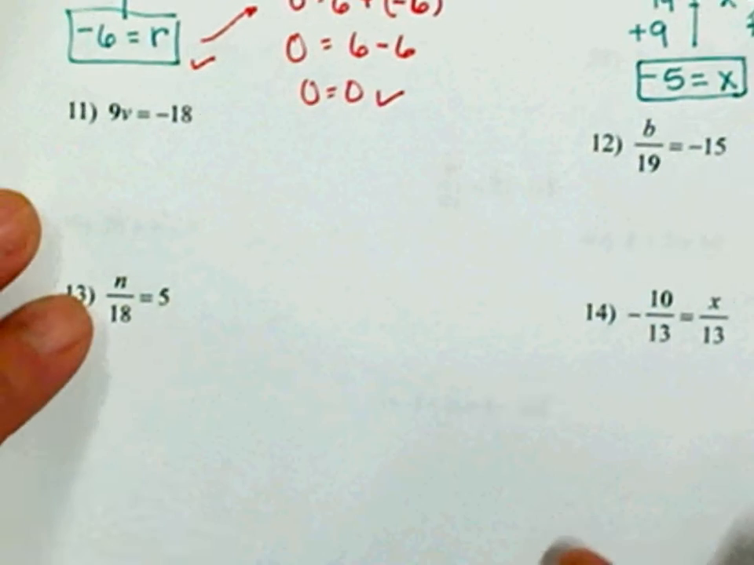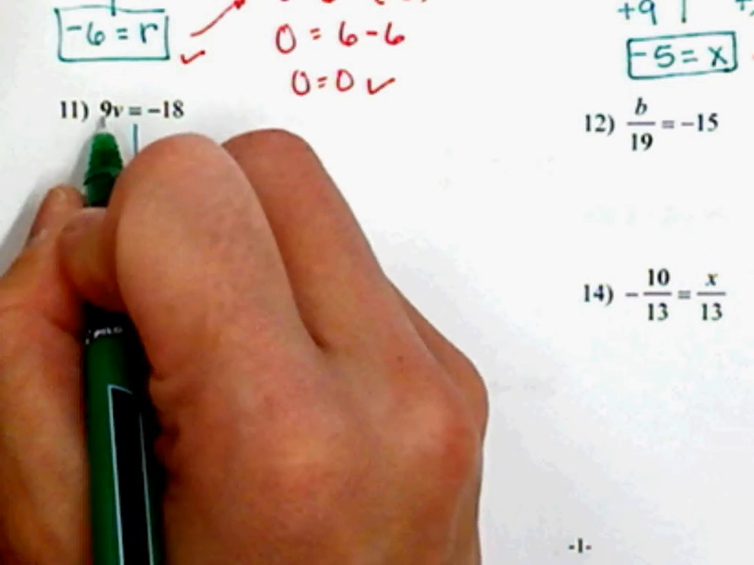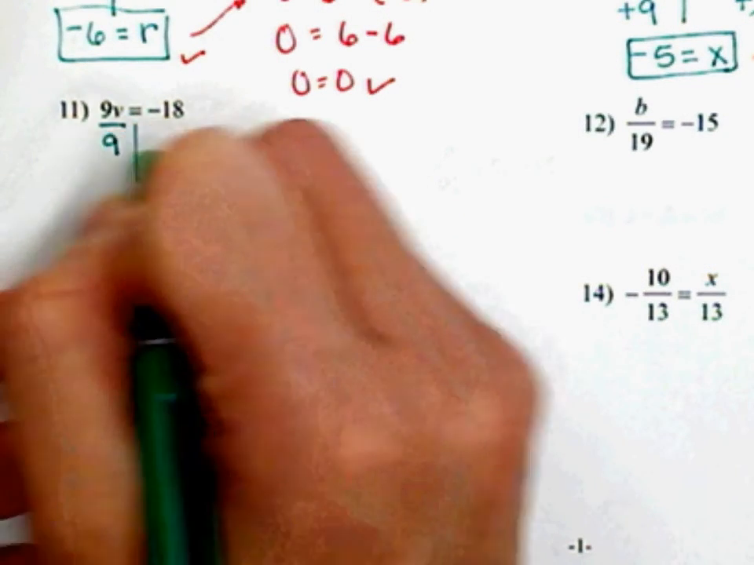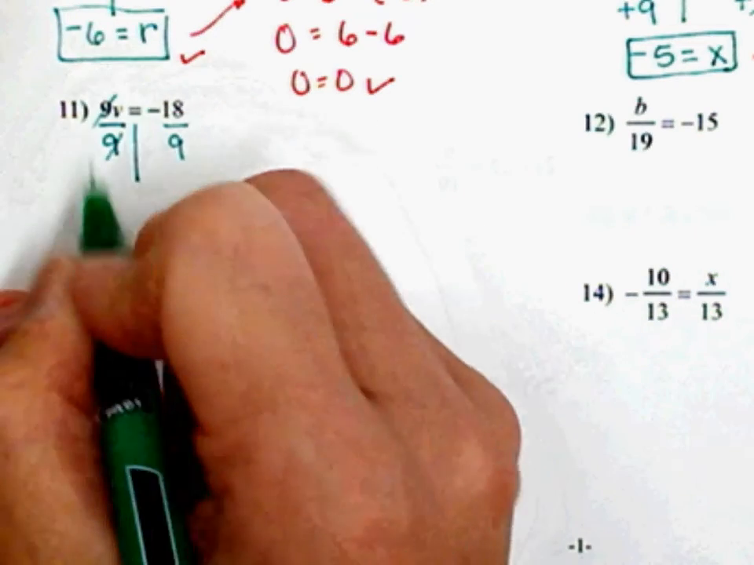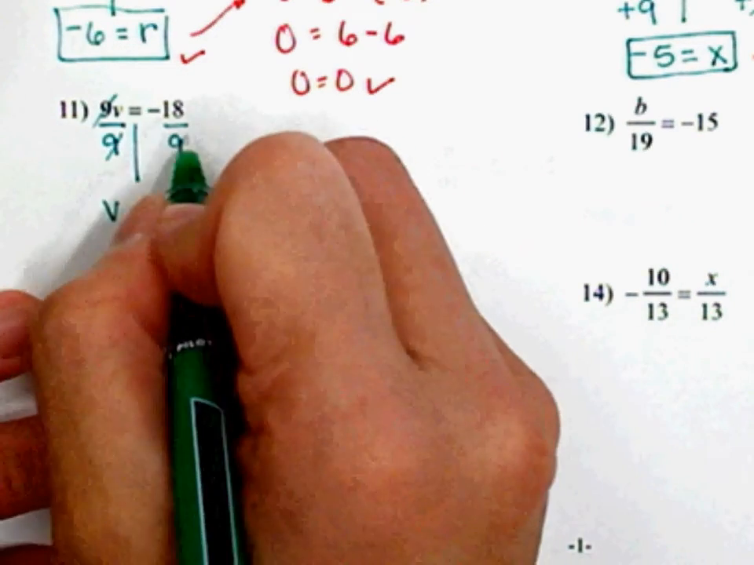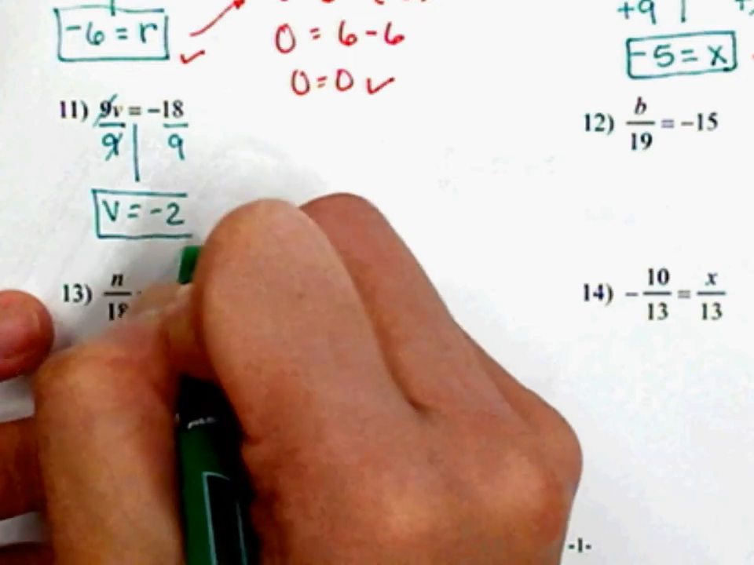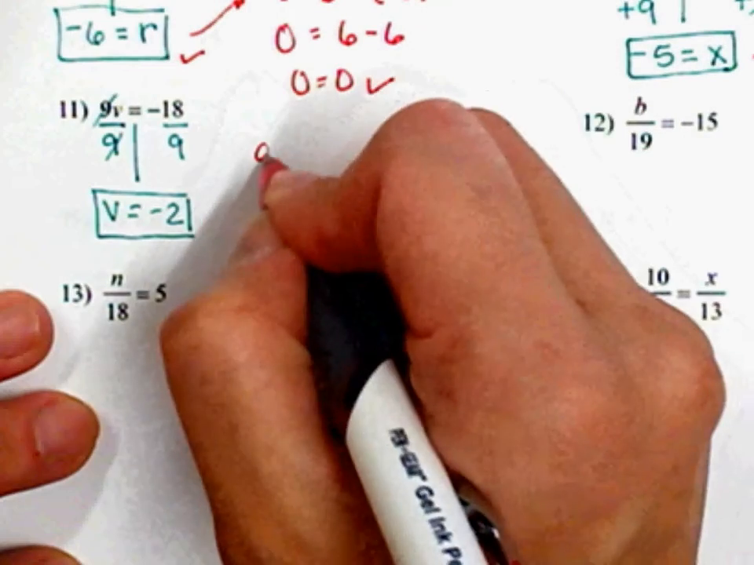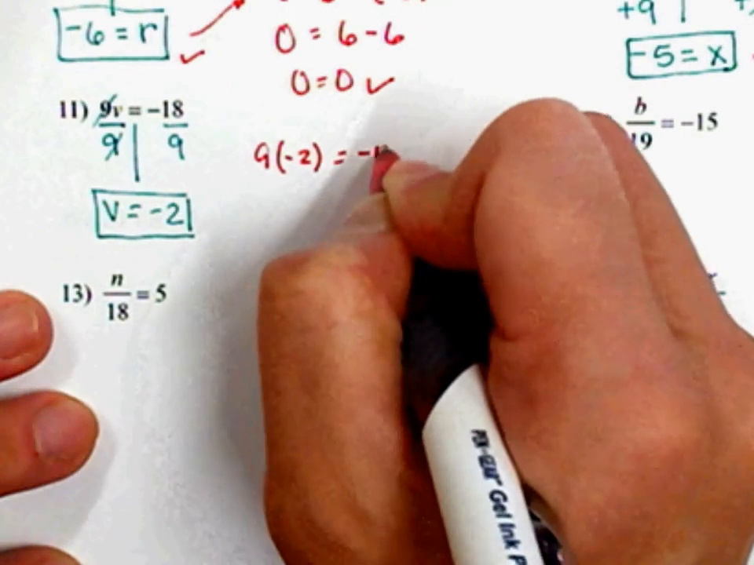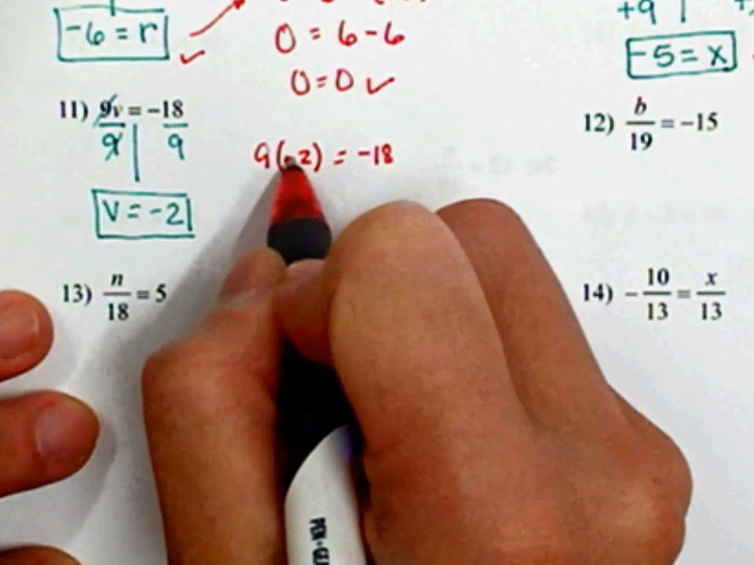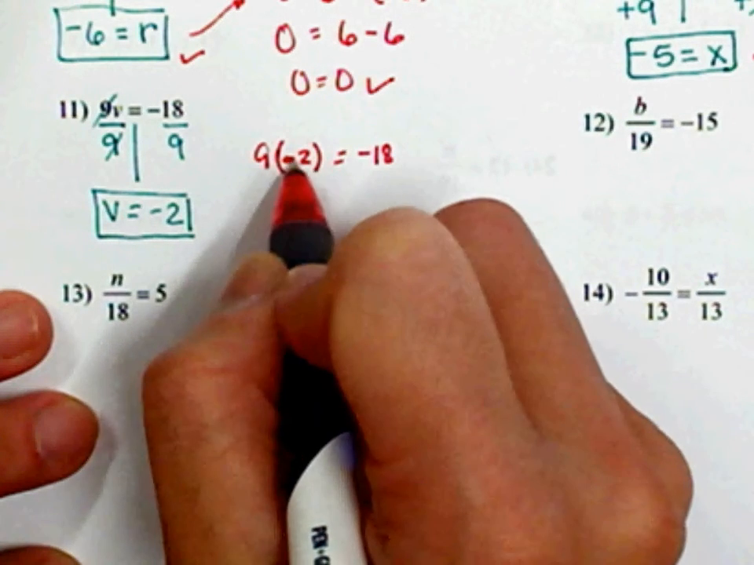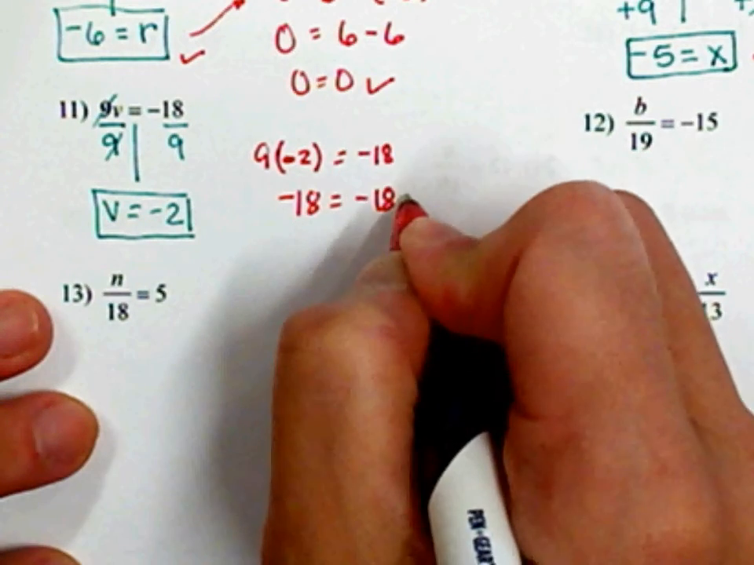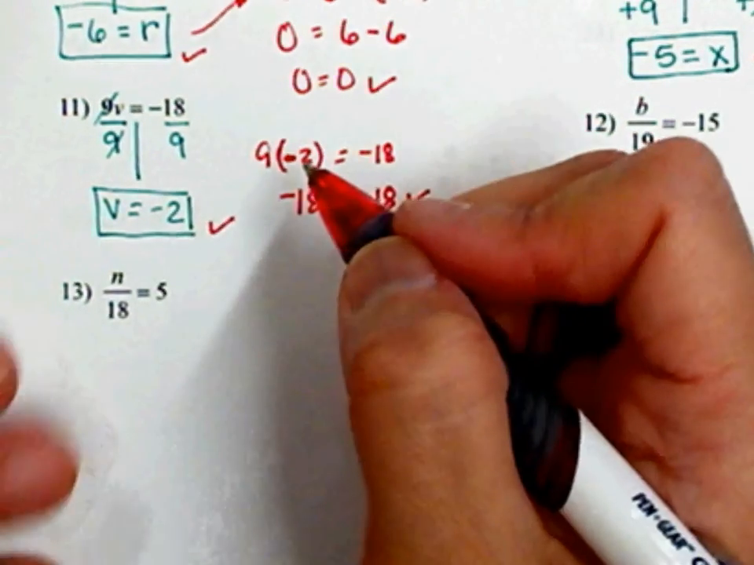Number 11. Count your terms. 1, there's only one term. This is 9 times v. Opposite of multiplying is dividing. Cancel. V equals negative 18 divided by 9 is negative 2. All right, check your work. 9 times negative 2 equals negative 18. Now notice I put parentheses out here, and that's a negative, so this is 9 times that. So negative 18 equals negative 18. Those work. Finish, finish. Okay?